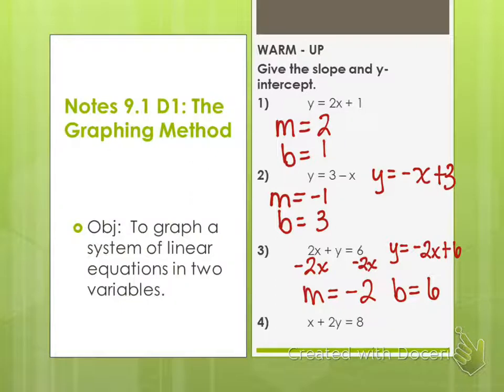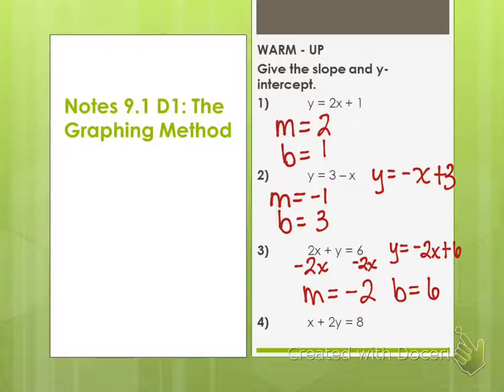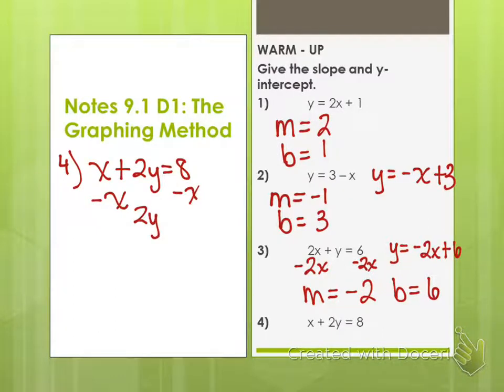All right, for number 4, I'm going to rewrite it off to the side because I don't have a whole lot of room down there. So I'm going to put number 4 over here. Is it in slope-intercept form? No, it is not. Who can help me get it there? Deja? Good. We subtract x from both sides. We have 2y equals -x plus 8.